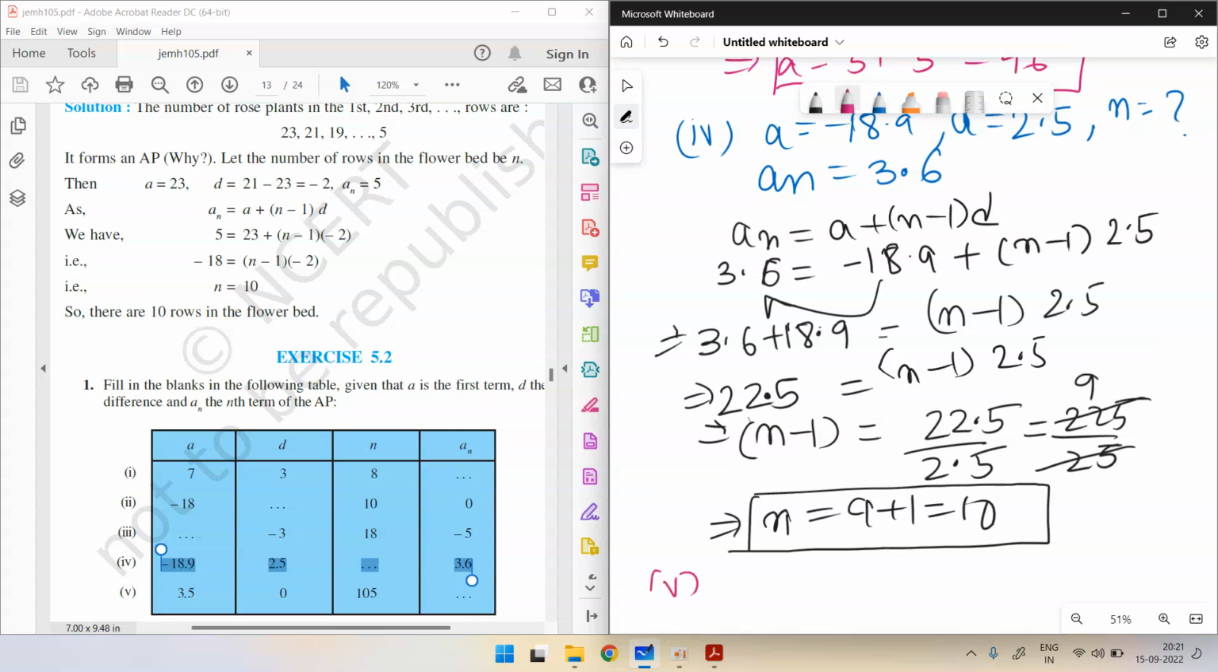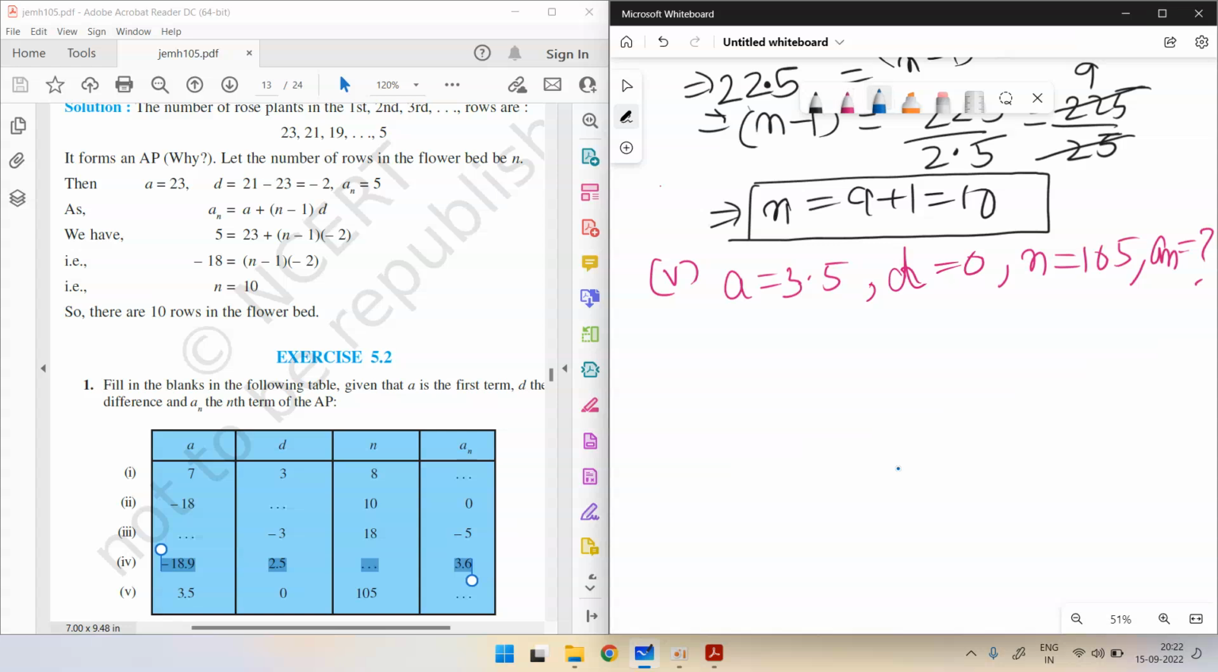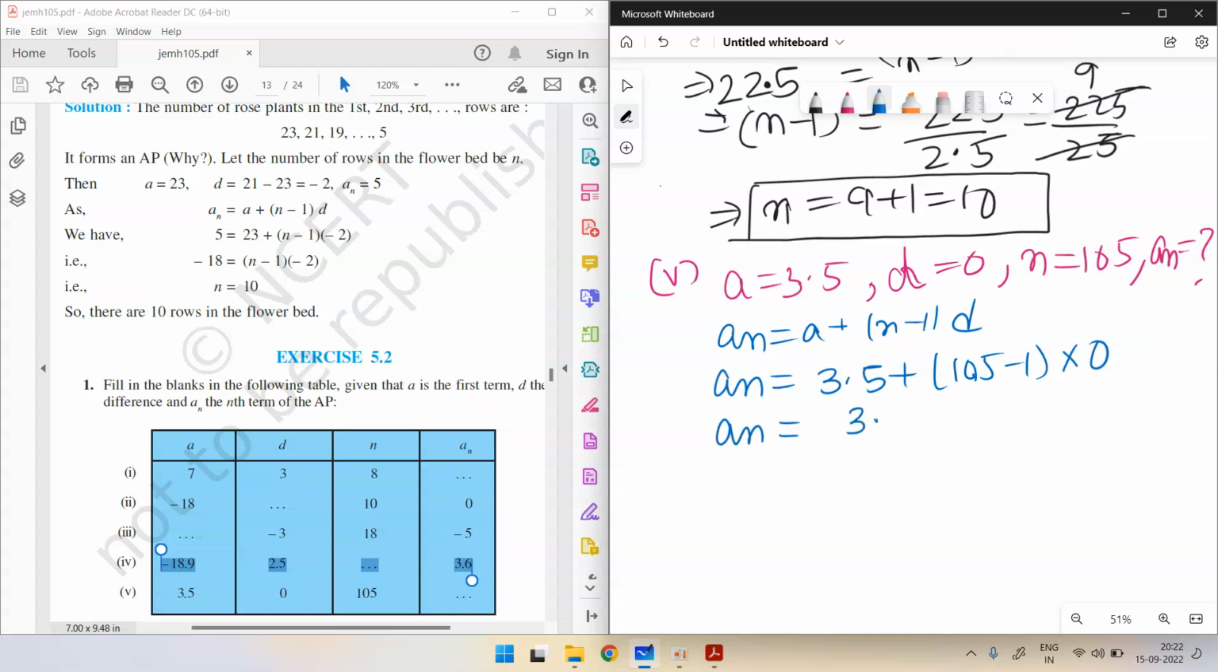Now next is the fifth. It is given that the value of a is 3.5, the value of d is 0, and the value of n is 105, and a_n is what you need to find. So a_n equals a plus (n - 1) into d, which is 3.5 plus (105 - 1) into 0. If you multiply this by 0, it's nothing but a_n equals 3.5. So 3.5 is the nth term, which is the answer.